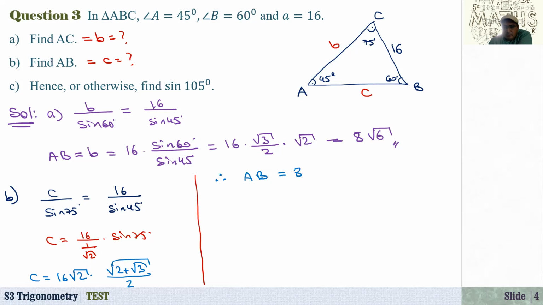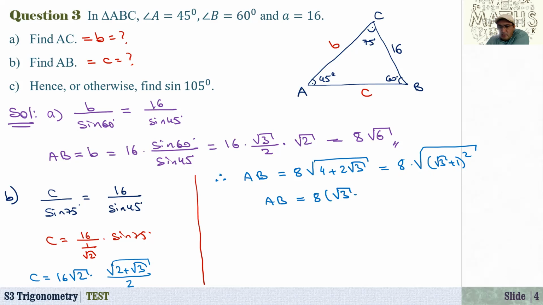So that's equal to 8 times, inside, here we have 2 times 3 is 4, here we have 4 plus 2 square root of 3. Actually, this 4 plus 2 square root of 3 is equal to square root of 3 plus 1 squared, because if you expand this, 3 plus 1 is equal to 4, and that's 2 times square root of 3 times 1. So this AB is equal to 8 times square root of 3 plus 1. That is the length of AB.